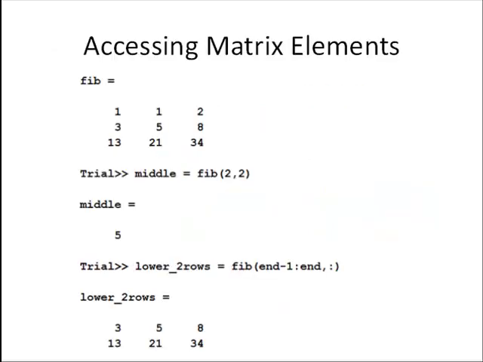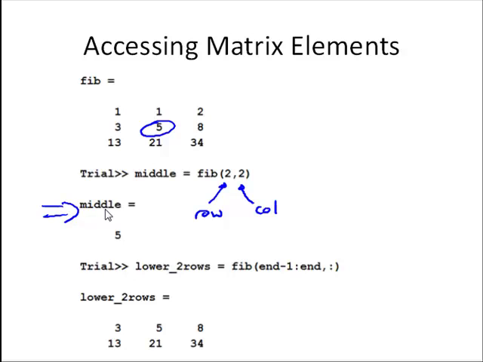Let's move on and talk about accessing matrix elements. Similar to vectors again, but now we're dealing with rows and columns in our indices. So for example, here's that matrix fib again, and if we want the middle element of fib, we'll take the element that would be the 5 here, in the second row and the second column, and we assign that to middle, which would be a scalar since it's a single element.